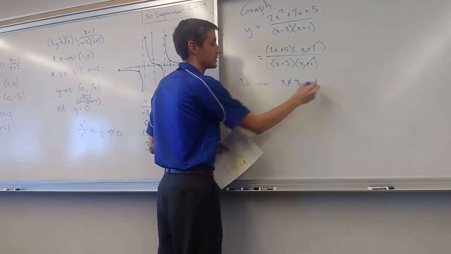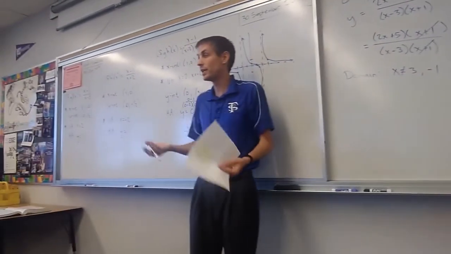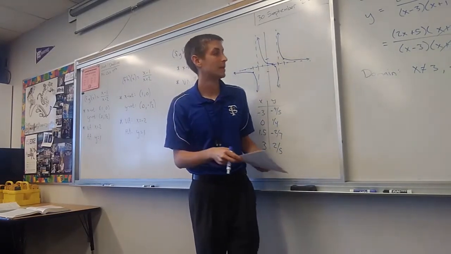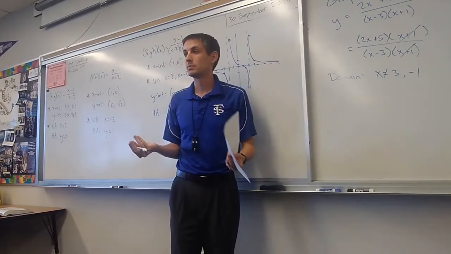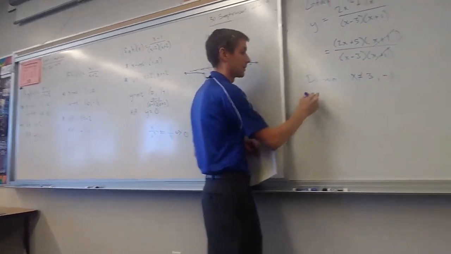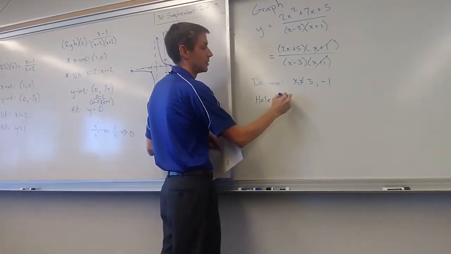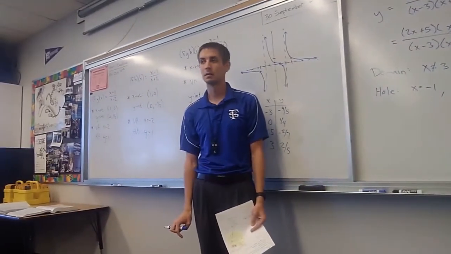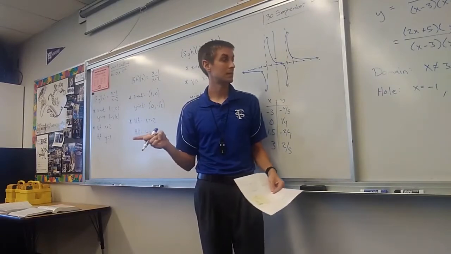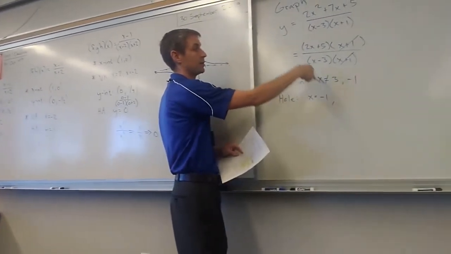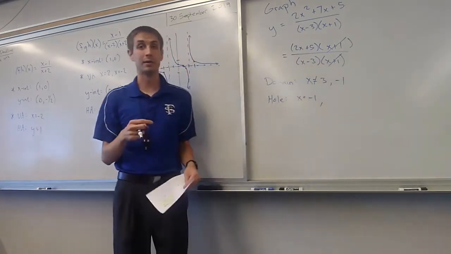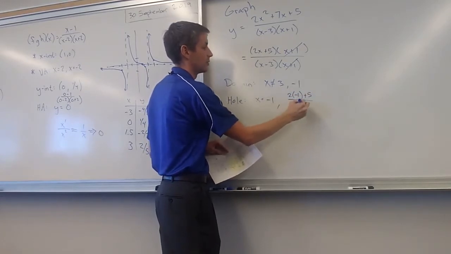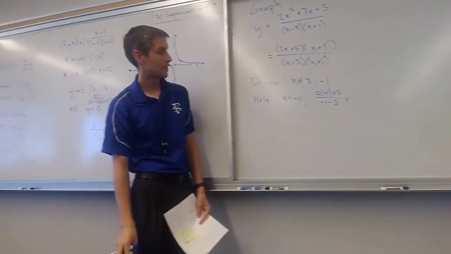All right, so what else do we know? That point would become a hole. So the hole is at x equals negative 1. What's the y coordinate, though? If I plug that negative 1 back into here, I can get the y coordinate. That's going to be 2 times negative 1 plus 5, all divided by negative 1 minus 3. So what do I get? Negative 3 over 4. So that hole is going to be at negative 1, negative 3/4.